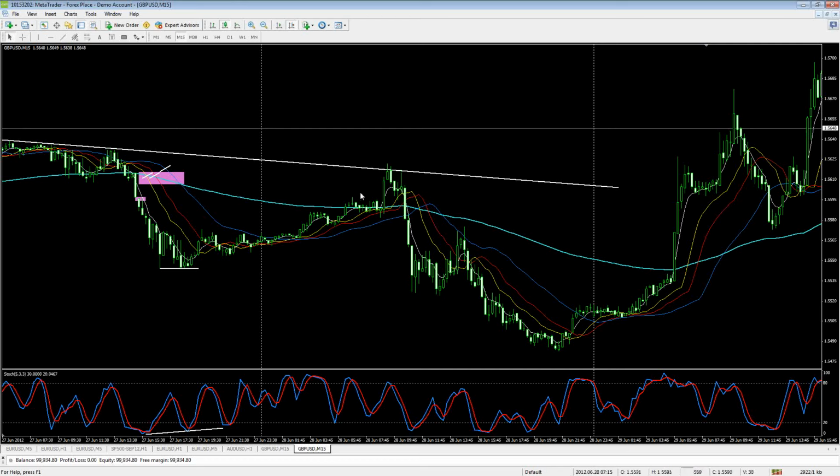So be aware also of the general trend, obviously, and of possible support or resistance areas. But again, even if you enter and it doesn't go your way or it doesn't show strong momentum, you can always close out and wait for a better momentum.